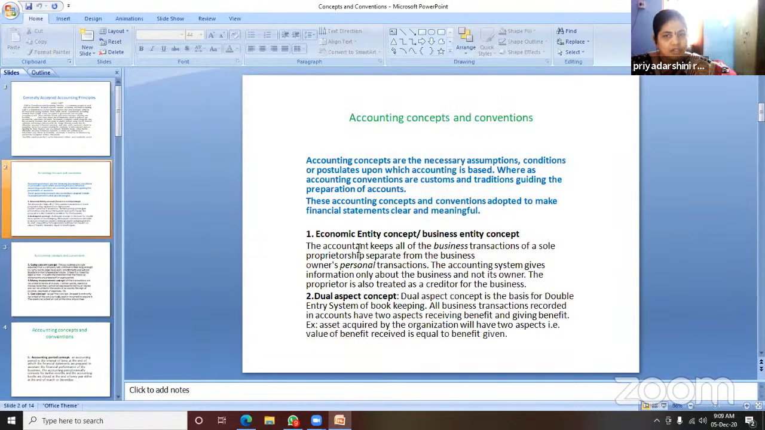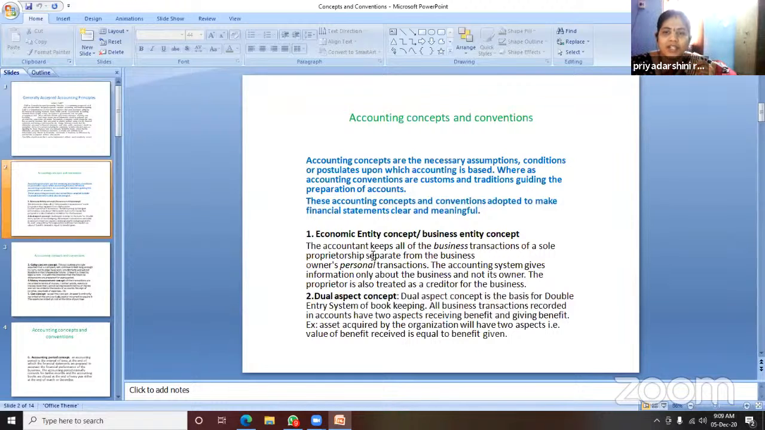We have 9 concepts. The first one is economic entity concept or business entity concept, then dual aspect concept, going concern concept, money measurement concept, cost concept, accounting period concept, accrual concept, matching concept, and realization concept. These are the 9 concepts of accounting principles. Coming to the first concept, that is economic entity concept or business entity concept.